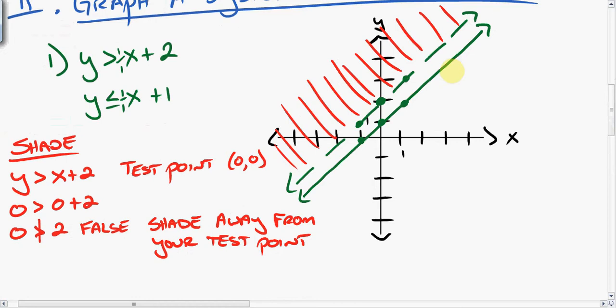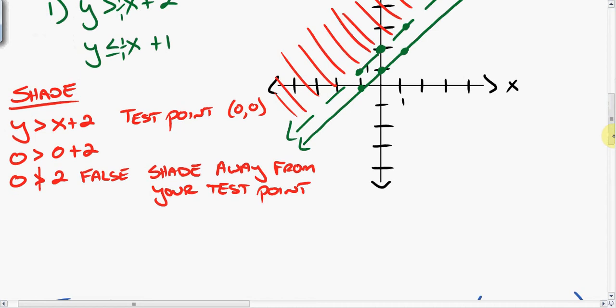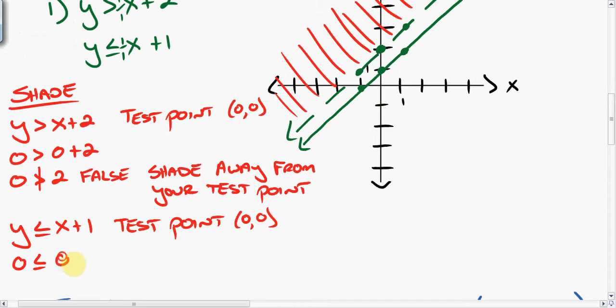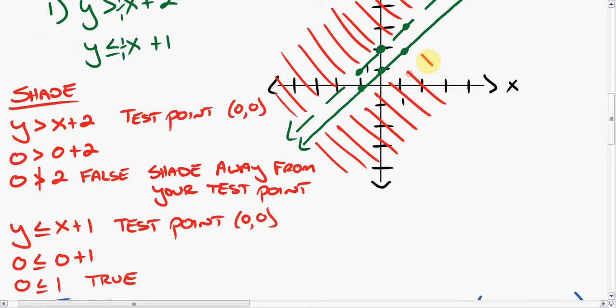Now I've got to look at the shading for the second inequality. Y is less than or equal to x plus 1. So I'm going to come down to y is less than or equal to x plus 1. My favorite test point still can be used. So my test point is 0, 0. And I'm going to plug in 0 for y and 0 for x. Simplify, and I see 0 is less than or equal to 1, which is true. So if it is true, you want to shade the region towards the test point. So in this scenario, that's in this direction.